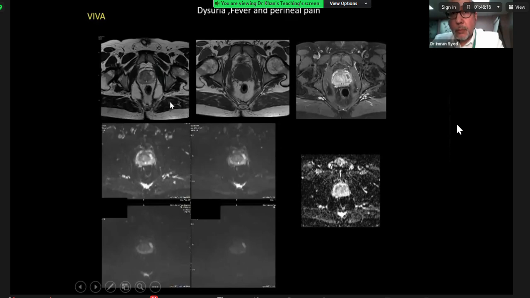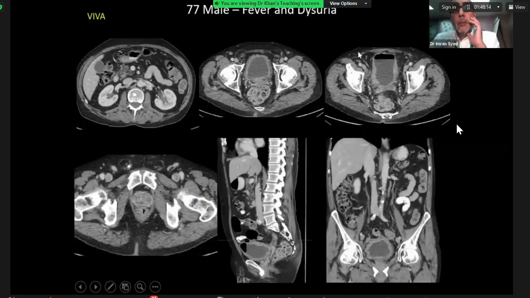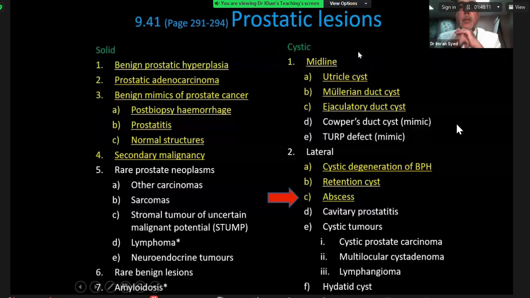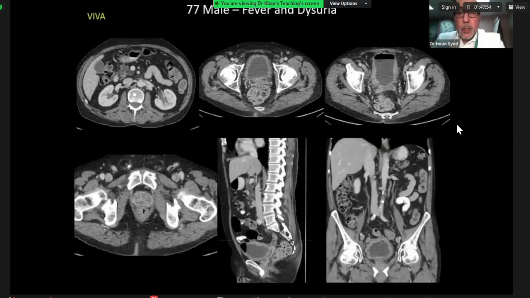Okay. Now, sorry. So this is the list of lesions that you could come across, and this again I'm referring back to Chapman. They could be solid or cystic, and what we've been referring to is obviously an abscess in this particular case. Right, so now the next viva question. We've got a 77-year-old male, and the patient has fever, and I'd like you to go through this and see what you think, please.